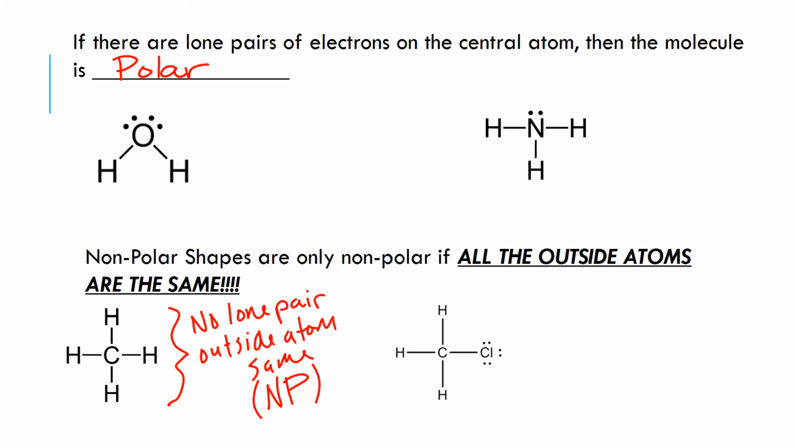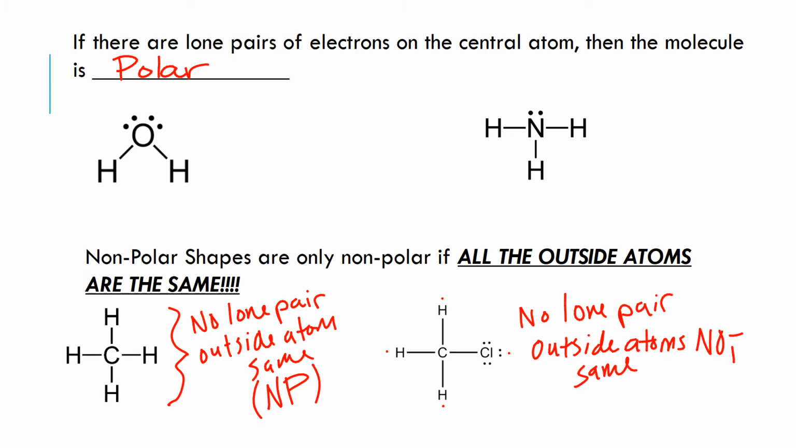In this example, this is chloromethane. There's no lone pair, so that condition is met. But we have 3 atoms of hydrogen and 1 atom of chlorine. So all of the atoms on the outside are not the same. That means this molecule is polar.